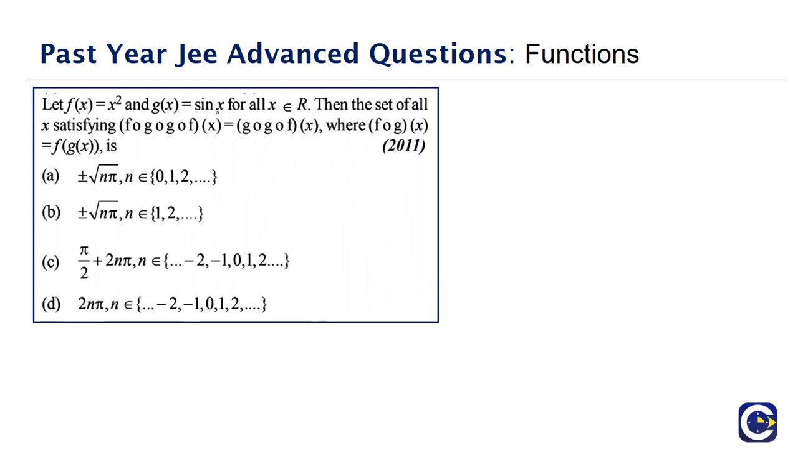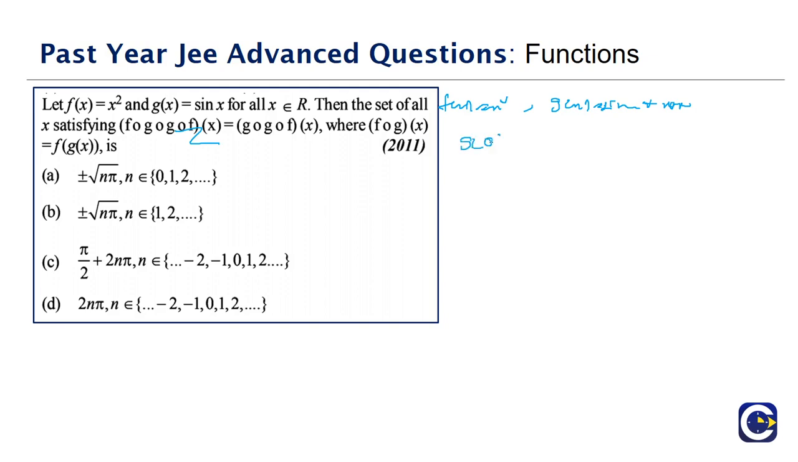Let f of x is equal to x square and g of x is equal to sin x for all x belongs to R. Then the set of all x satisfying f circle g circle f of x is equal to g circle f of x, where f circle g of x is equal to f of g of x. So which of the following options are correct? So if you consider, they gave f of x is equal to x square, g of x is equal to sin x for all x belongs to R.